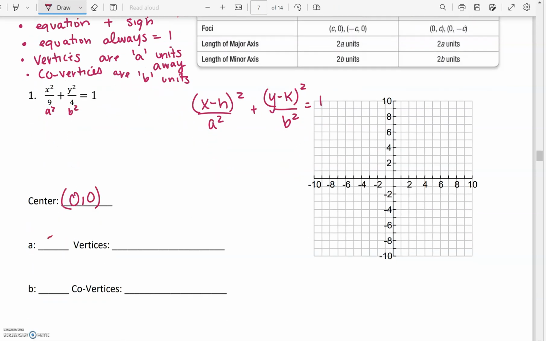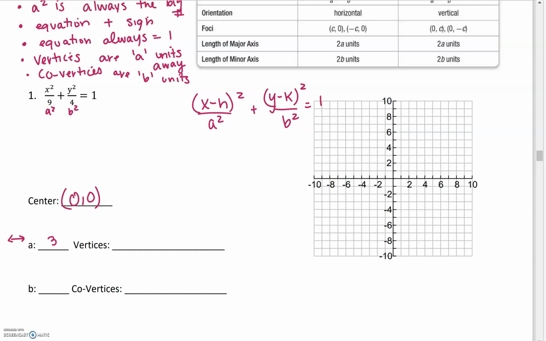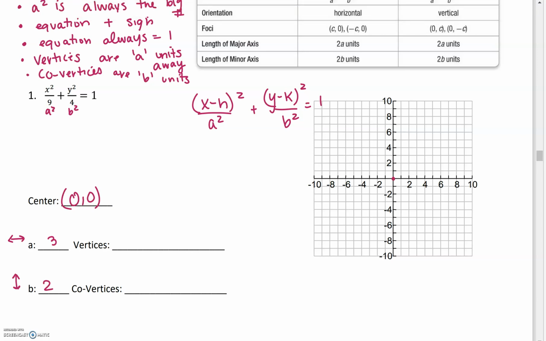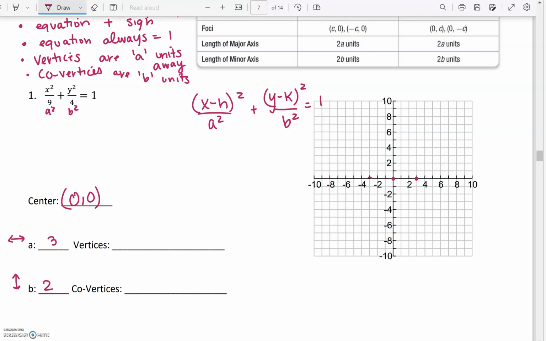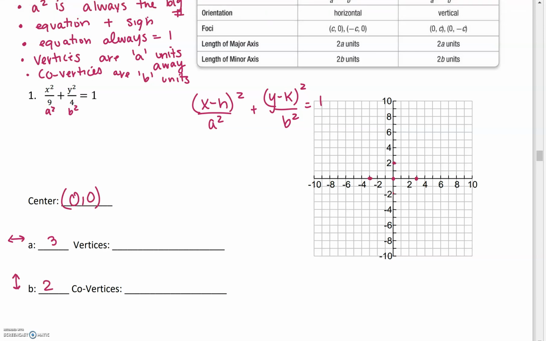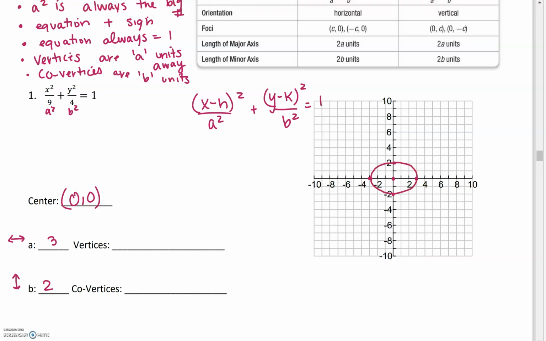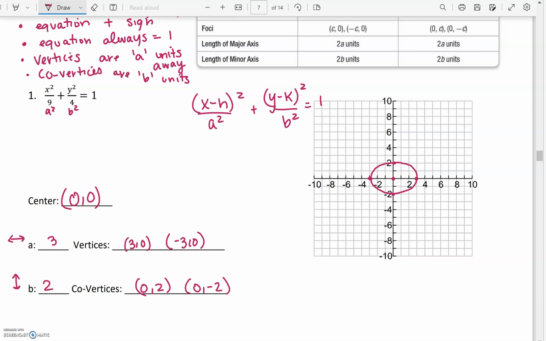Our A here is going to be 3, and that again is left and right, and then our B is 2, and that is vertical. So we're going to graph that at 0, 0, going horizontally 3 units in both directions and 2 units in the vertical direction. So our vertices are going to be at 3, 0 and negative 3, 0, and our co-vertices are going to be at 0, 2 and 0, negative 2.